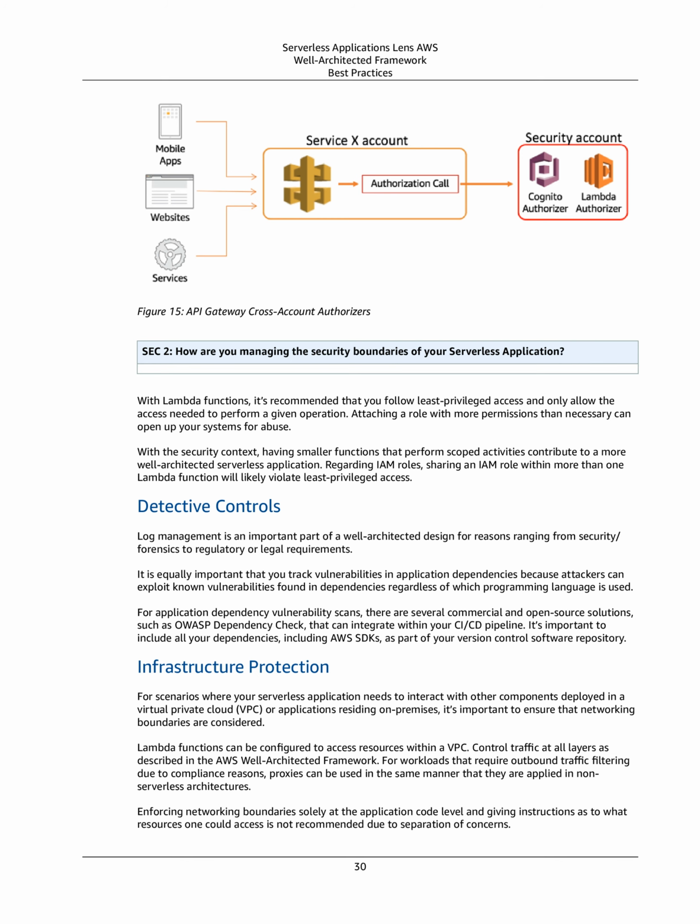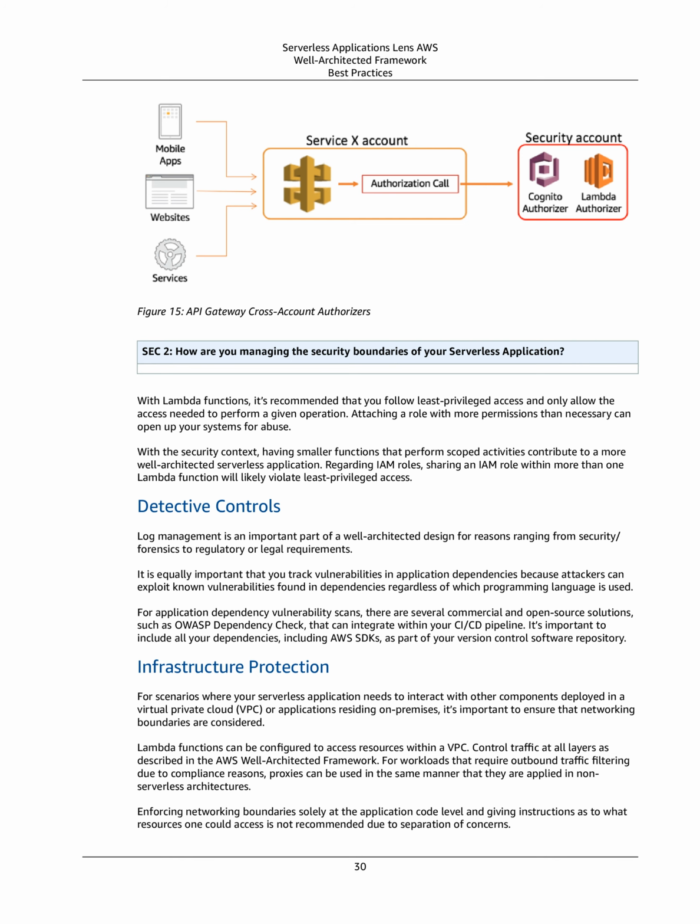Detective controls: log management is an important part of a well-architected design for reasons ranging from security and forensics to regulatory or legal requirements. It is equally important that you track vulnerabilities in application dependencies because attackers can exploit known vulnerabilities found in dependencies regardless of which programming language is used. For application dependency vulnerability scans, there are several commercial and open-source solutions, such as OWASP Dependency-Check, that can integrate within your CI/CD pipeline. It's important to include all your dependencies, including AWS SDKs, as part of your version control software repository.